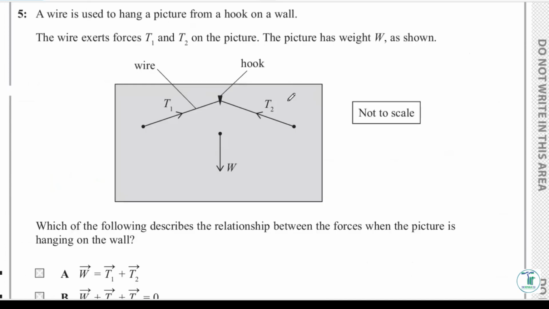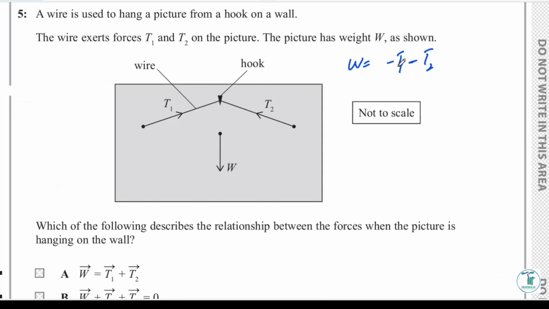Now, a wire is hung from a hook on a wall. The wire exerts T1 and T2 on the picture, and you need to describe the relationship between the forces. If you're talking about the relationship between the forces, the weight must be equal to negative T1, negative T2. Weight is acting downwards and T1 and T2 are acting upwards. That is why I'm taking their negative signs into consideration.